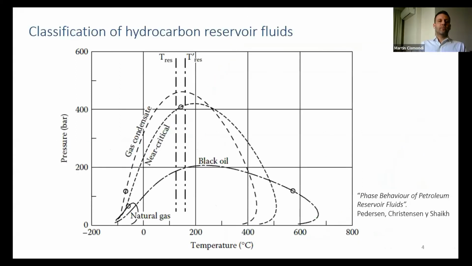Phase envelopes like that are also used, for example, for classifying hydrocarbon reservoir fluids, like in this figure from Pedersen's book. So you can see natural gas to black oil, including gas condensates or near critical or volatile oil fluids. The phase envelopes will vary a lot in extension and in shape, but they are all qualitatively of the same type, right?